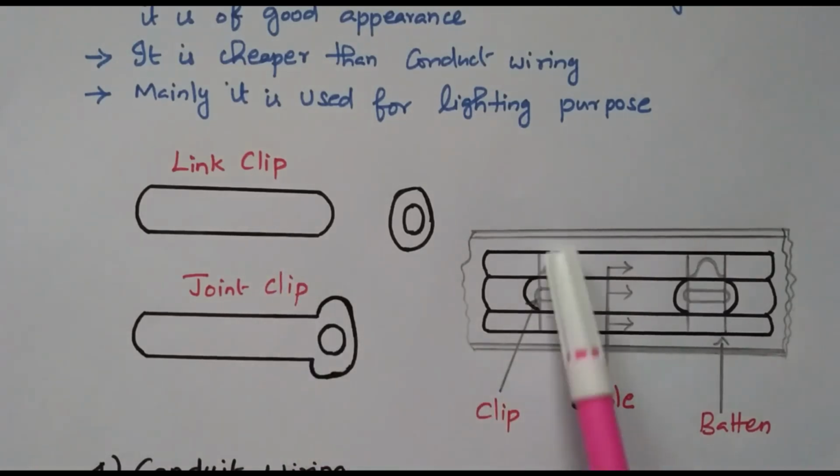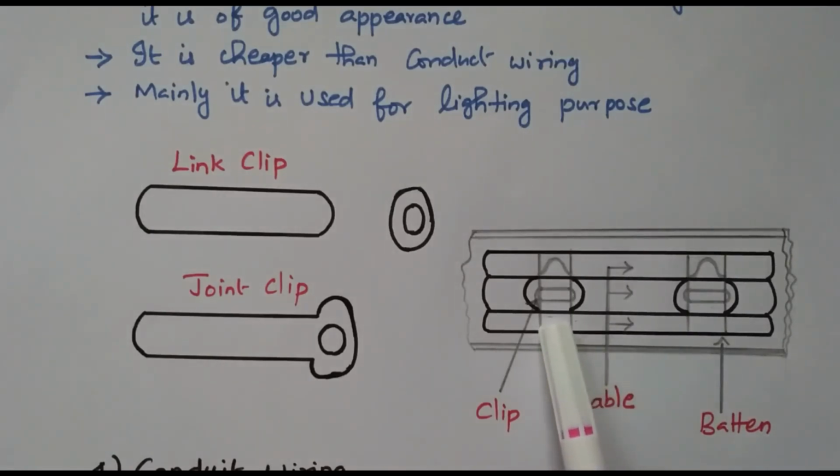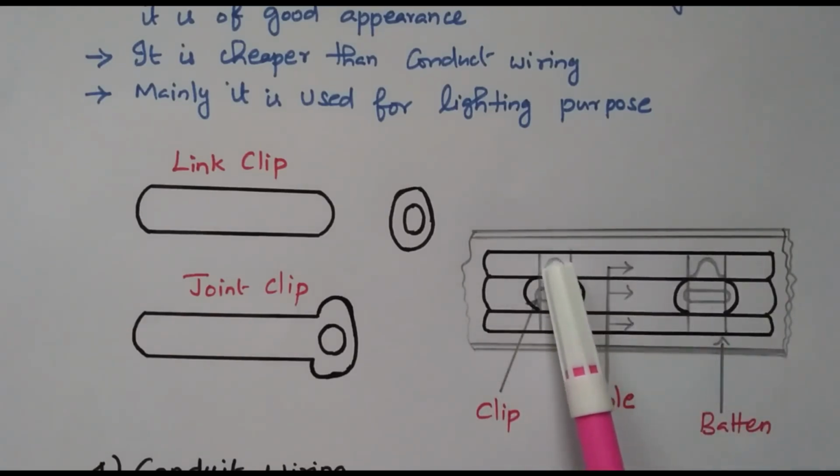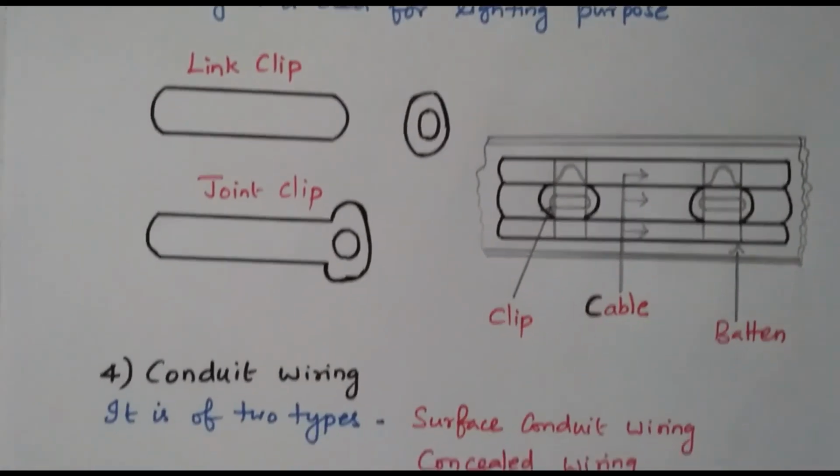So this is the clip. First the clip is placed on the wooden bar over which the conductor is running. Then the clip is tightened so that the clip will hold the conductor tightly. So first one wooden reaper is available over which the conductor is there, then the clip holds the conductor tightly. So this is the third type. Now we'll go to the fourth type.